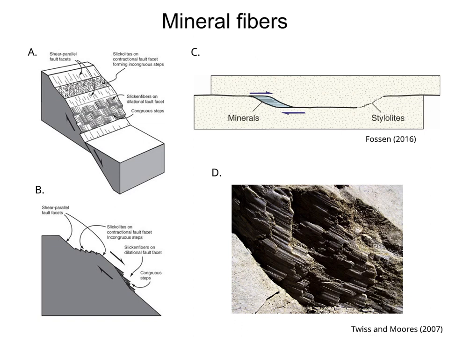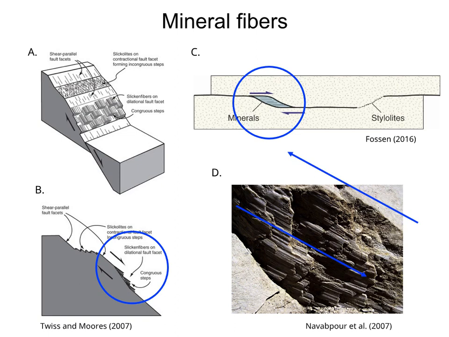on the dilational facets. The slicken fibers grow parallel to the slip vector, and their steps indicate the sense of movement. The fault block moves down with the steps, not up and against the steps. The steps face towards the slip direction. Figure D shows a dilational facet on limestones, with slicken fibers of calcite. The steps indicate that the lower block moved to the right, while the upper block moved to the left, so this is a sinistral fault.